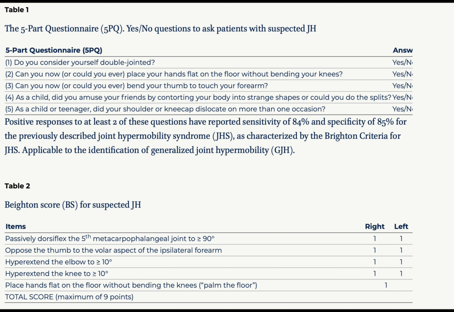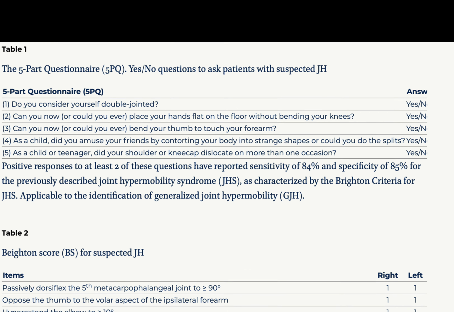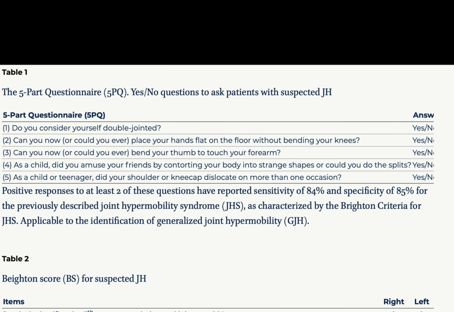Now, in terms of diagnosis and self diagnosis, I'm going to put up here on the screen a 5-part questionnaire. I'm putting it right up here. If you look at the top part of this, there are 5 questions. So if you read those questions and you answer yes to most or all of those, I would definitely say that since that questionnaire has a pretty good sensitivity and specificity, there's a good chance that you have a hypermobility disorder, and all the more reason to go talk to the doctor.